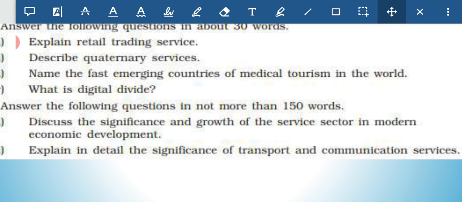Now, how is communication important? Communication services include the transmission of ideas, words, messages, facts. In places where the transport network is not efficient, communication can easily spread these messages. The development of telecommunication, that is mobile and satellites, has made communication independent of transport. Communication is not totally dependent on transport.